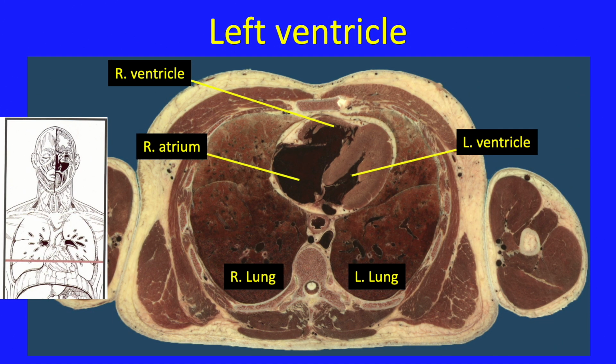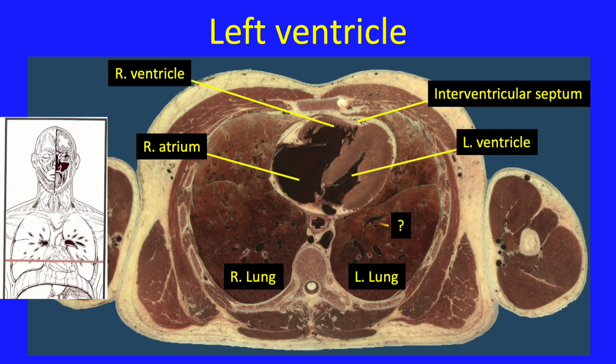But there is a distinct interventricular septum, and posterior in the heart we find evidence for another vessel that is marked with a question mark. Can you guess the identity of this vessel? It is the coronary sinus. Yes, cross sections can and will be deceptive until you experience them.